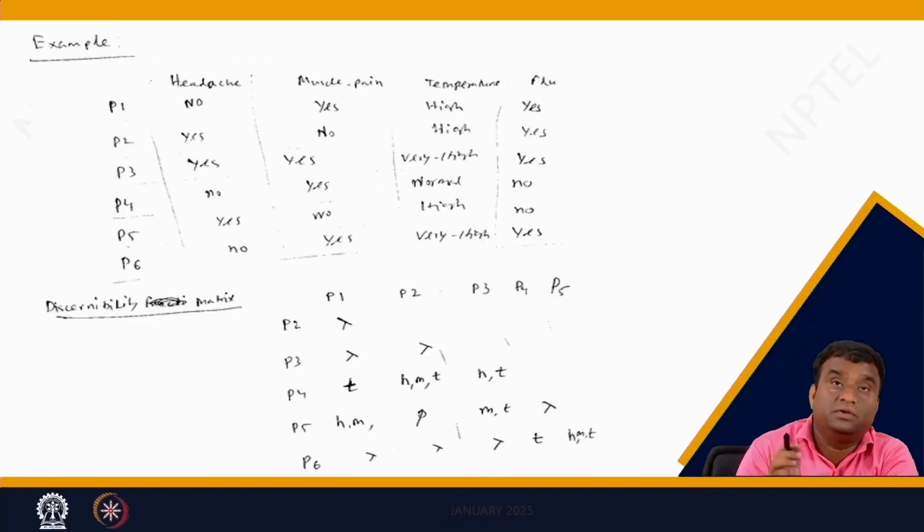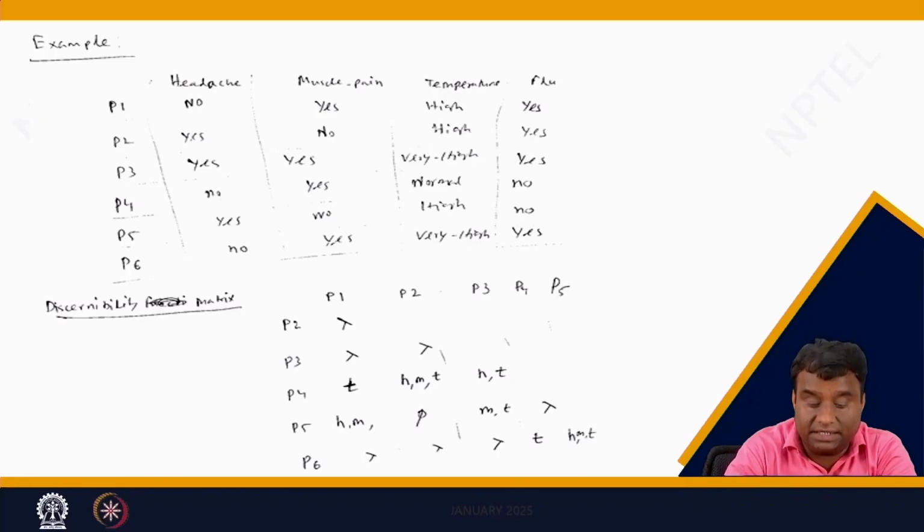So the first question is that we have one decision table. Here there are 6 patients P1, P2, P3, P4, P5, P6. So these are the objects. Attributes are headache, muscle pain, temperature and flu. So flu is the decision attribute.